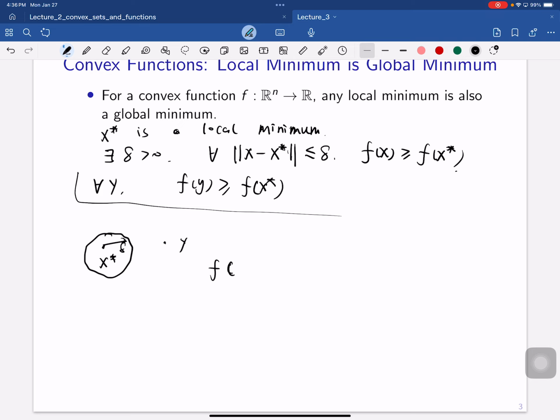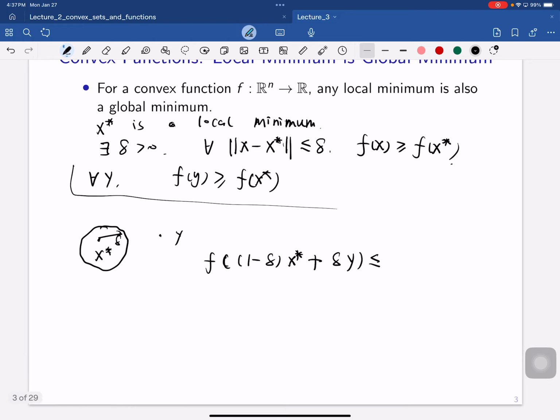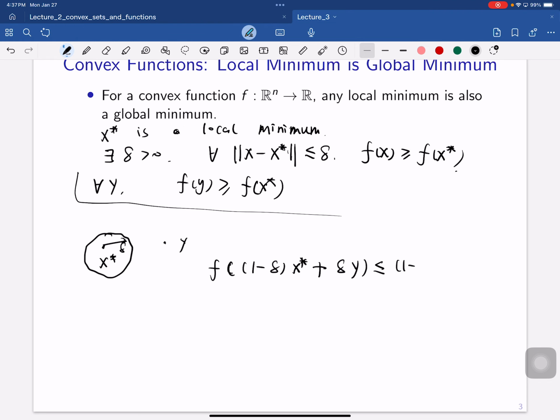Delta is a small enough number. Then we have f of (1 minus delta) x star plus delta times y is less than or equal to (1 minus delta) f of x star plus delta f of y, right? Okay, so this is a convexity property, right?